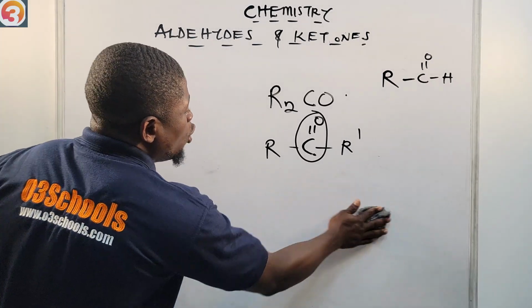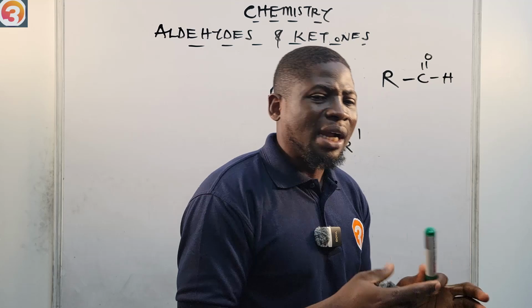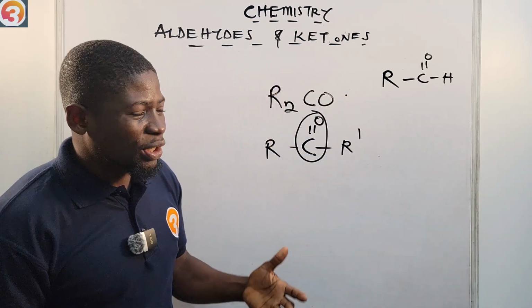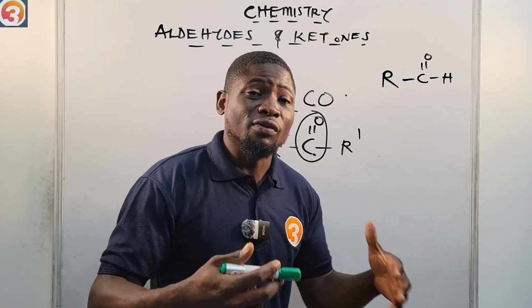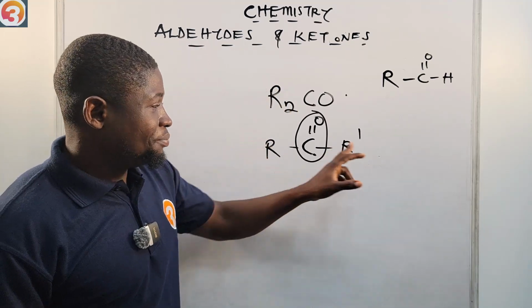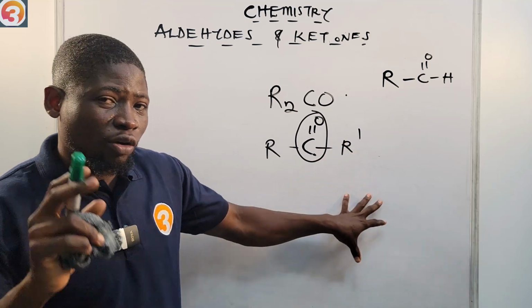Take note of that. Ketones cannot be found at the beginning of the chain. You cannot see a ketone at the end of the chain. The only place you can find ketones is in the middle of the chain, all right?